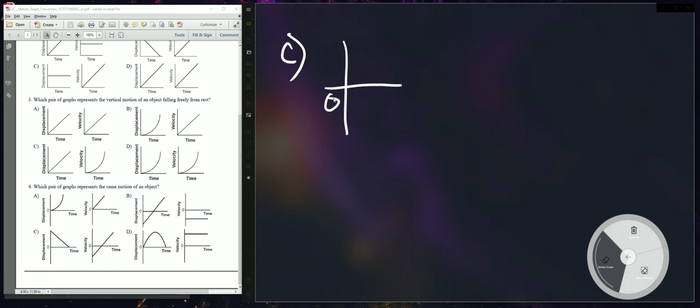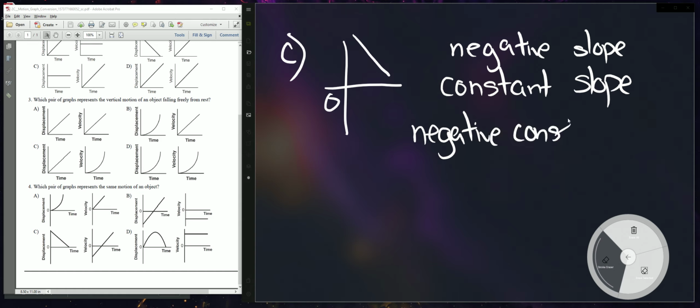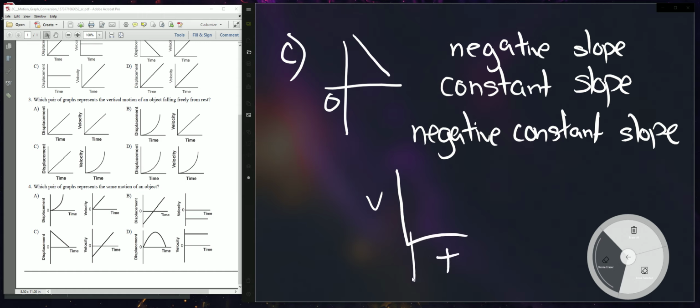Let's look at this one. You have a negative slope here, and you have a constant slope. Again, it's not curving, it's constant, it's not changing. So that must mean you have a negative constant slope. And so what that would look like on a VT graph, let's call it 0, and it's negative, positive. The constant velocity line would be that. That would be a constant velocity line.